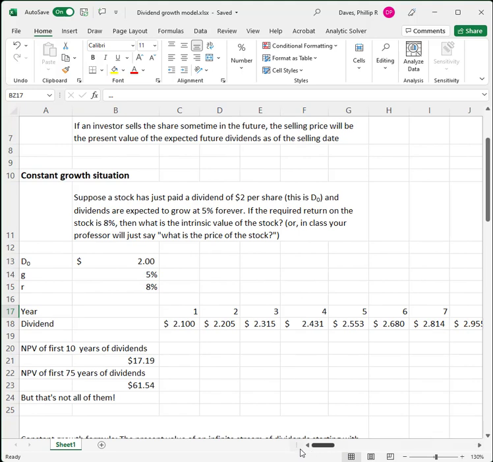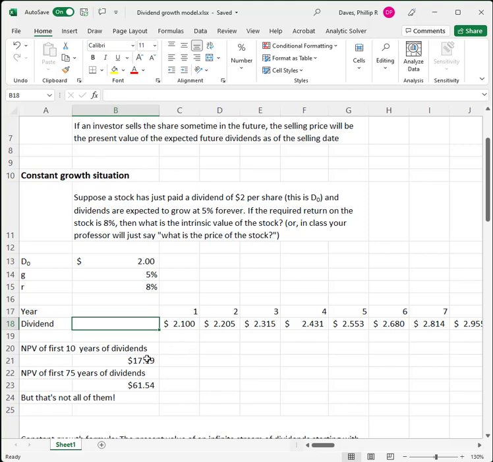All right, so getting back to some calculations here. First thing, just out of curiosity, if you were to buy the stock and only get the first 10 years worth of dividends, and I don't know, the company went bankrupt or you just gave it away, or I don't know what might happen, but you only got 10 years worth of dividends, how much would that first 10 years worth of dividends be worth?